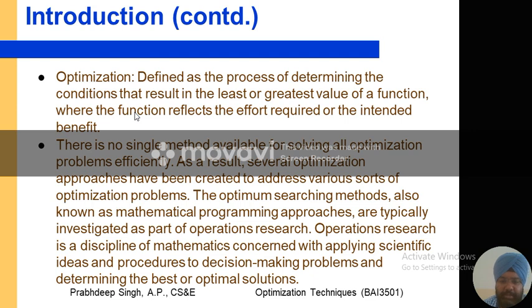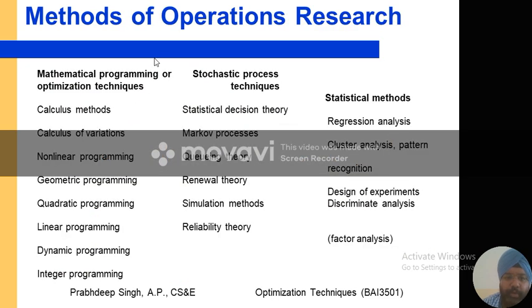The optimum searching methods, also known as mathematical programming approaches, are typically investigated as part of operations research. Operations research is a discipline of mathematics concerned with applying scientific ideas and procedures to decision making problems and determining the best optimal solution. When we are discussing operations research, there are various methods. These methods are categorized as mathematical programming or optimization techniques. The second category is stochastic process techniques, and the third category is statistical methods.